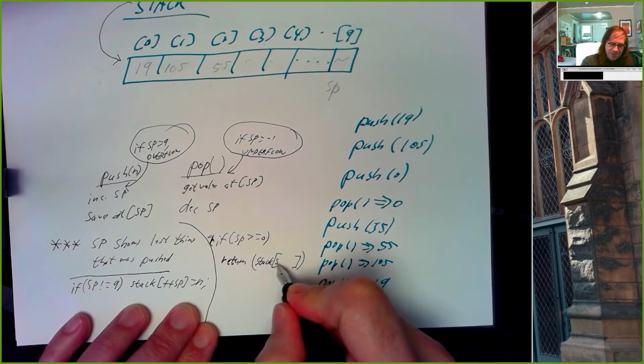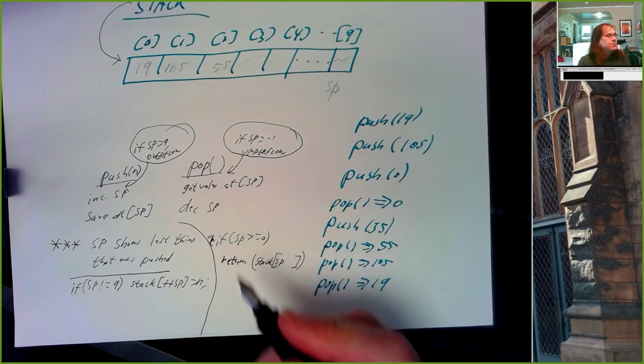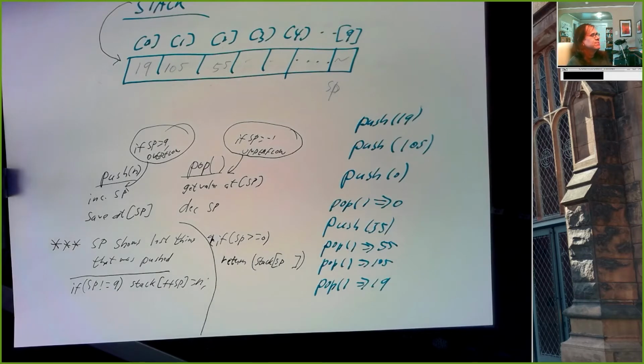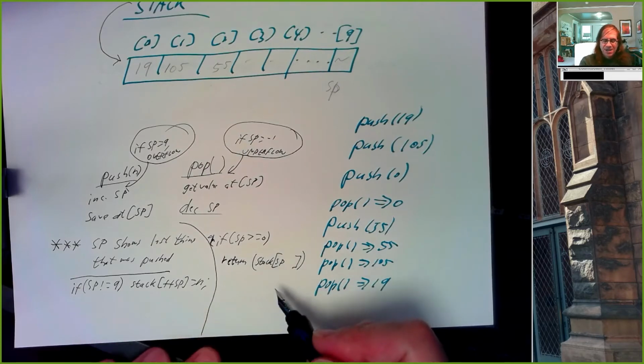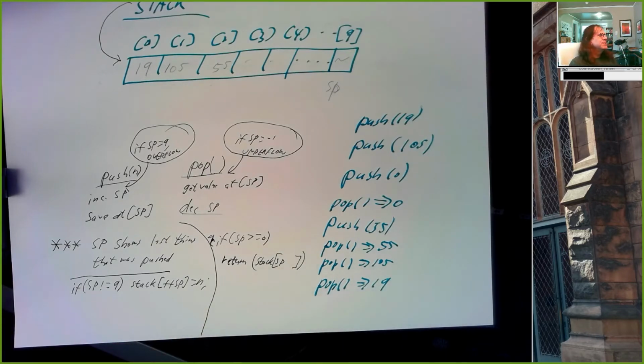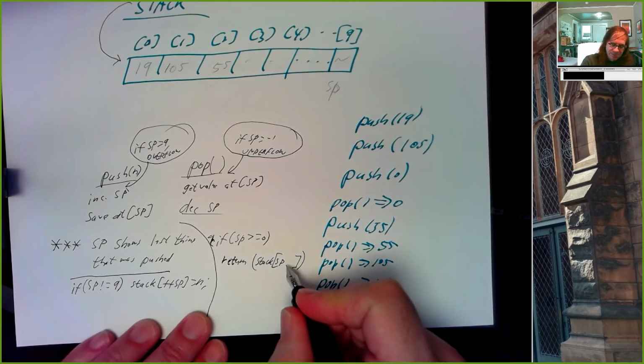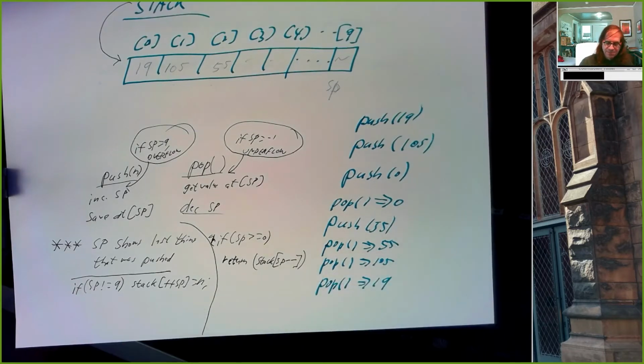So stack[SP], that's the value that we want to return from the pop. But we also want to decrement the stack pointer so that the next time we pop we get a different value. So we could set return value equal to stack[SP] and then decrement SP and then return that value that we saved. But we could also do it like this.